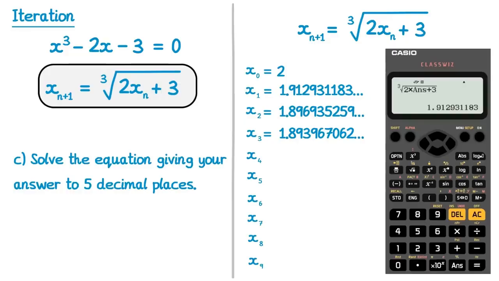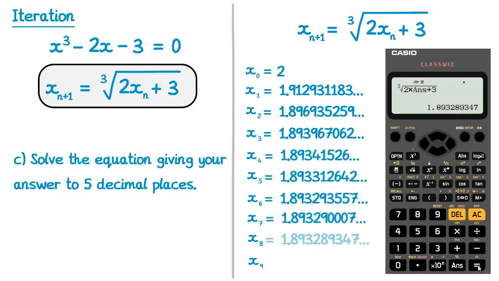Now we need to get x2, and you could do it by repeating all of those steps. But the calculation you need is already on the screen. If we simply press the equals button now, the calculator will take the most recent answer, the one displayed on screen, and put it into this formula here. So if we press equals, you'll see we get the next answer, which is x2. And then we press equals, x3, equals, x4, x5, x6, x7, x8, x9, and so on.